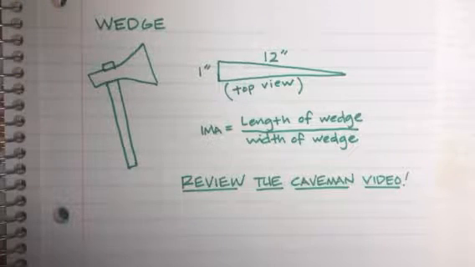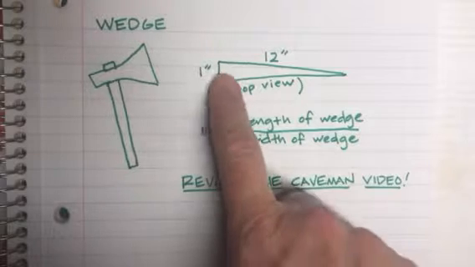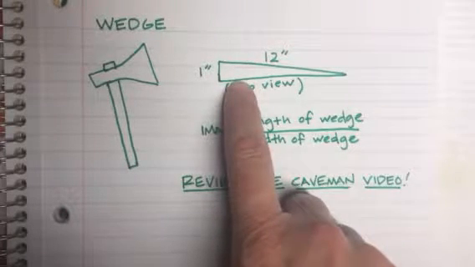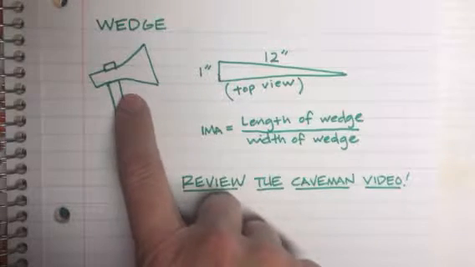In this video, we're going to talk about wedges. It's a device that's thick at one end and tapers to a thin edge at the other end. Another way to look at it is just two inclined planes back to back. An example of this is an axe.